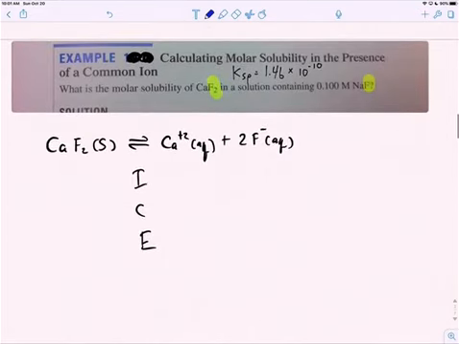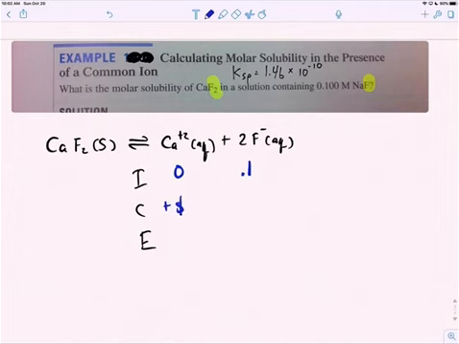Okay, so calculate molar solubility in the presence of a common ion. So we talked a little bit before about this with acids. So what is the molar solubility of a calcium fluoride solution containing 0.1 molar sodium fluoride? So the difference is now that initially we have 0 calcium, but we have 0.1 molar fluoride. So the initial, change, equilibrium, because calcium fluoride and sodium fluoride have a common ion, that's the fluoride. So the change then, we have a 0 here, so we still shift right.